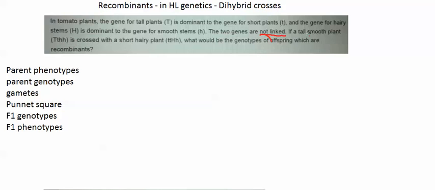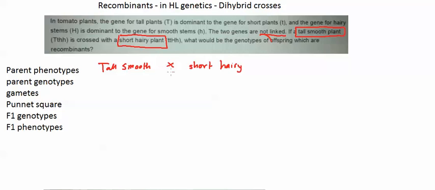And what we've got is a tall smooth plant which is crossed with a short hairy plant. Okay, and these are our parent phenotypes. So we've got a tall smooth plant, and we've got a short hairy plant.